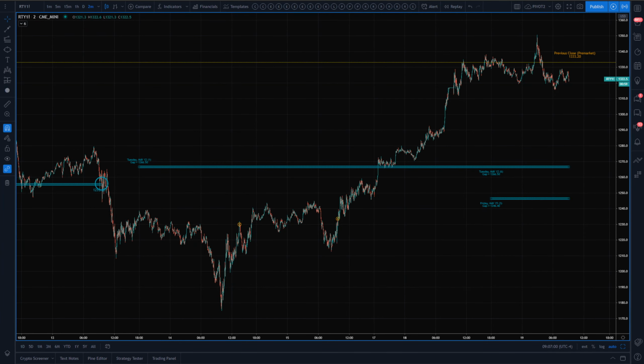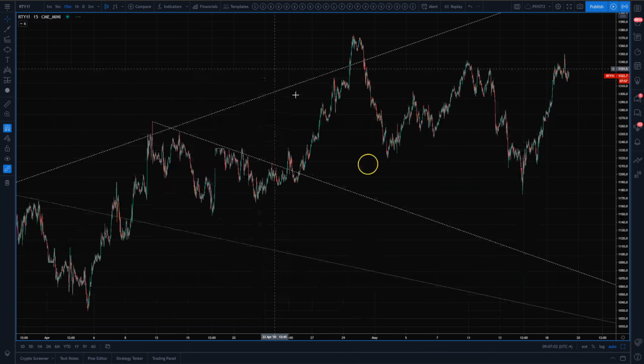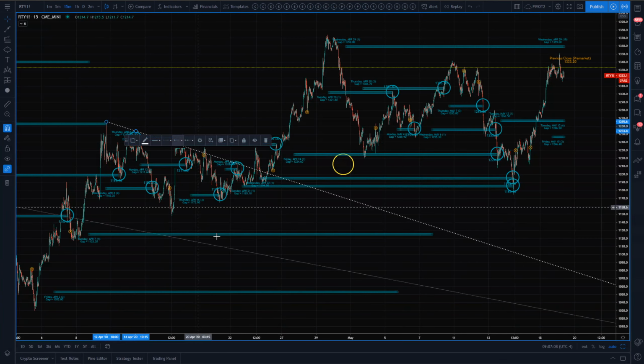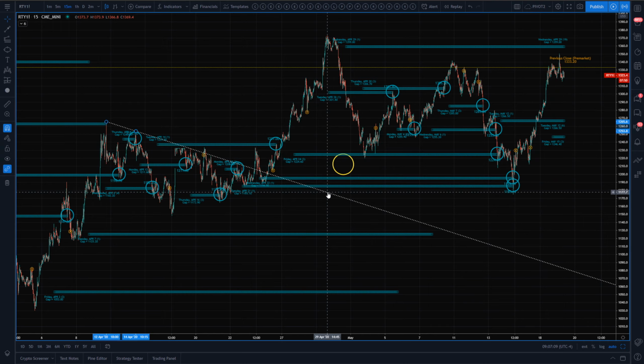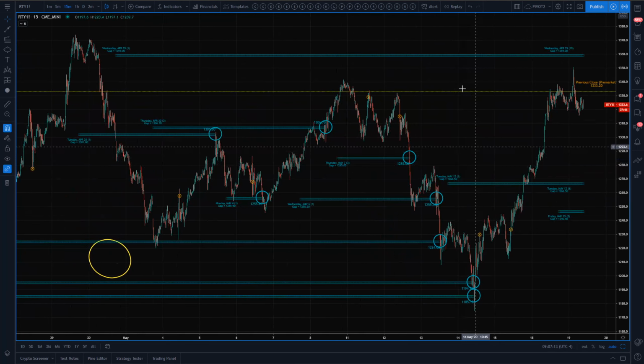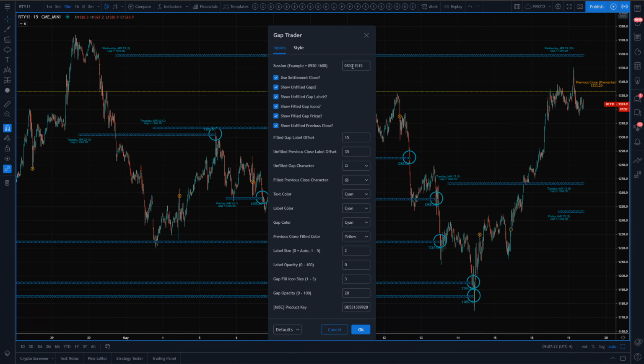So what I'm going to show next is if I have this plot, this indicator, gap trader, I can actually provide the session window of my choosing.